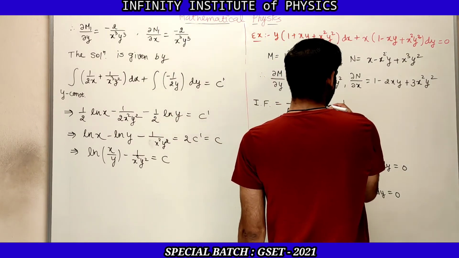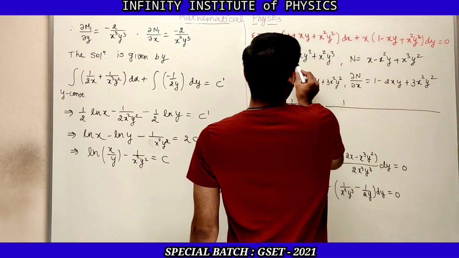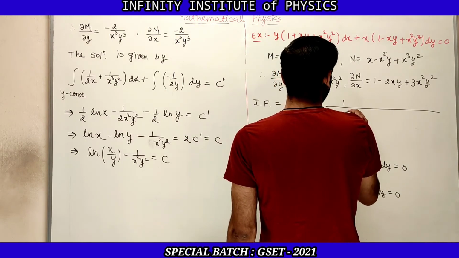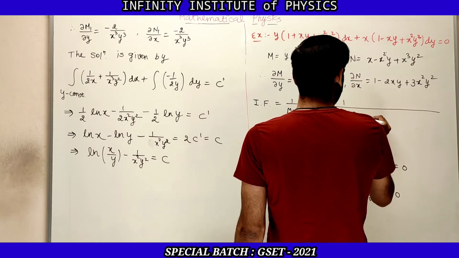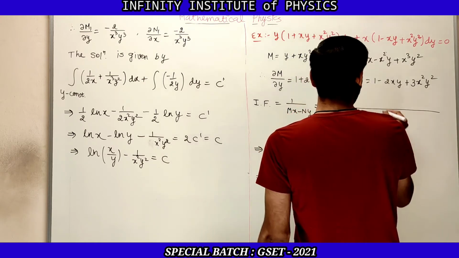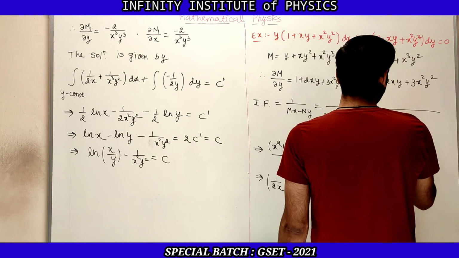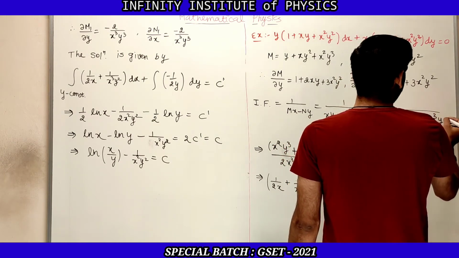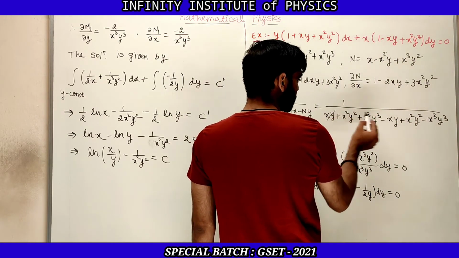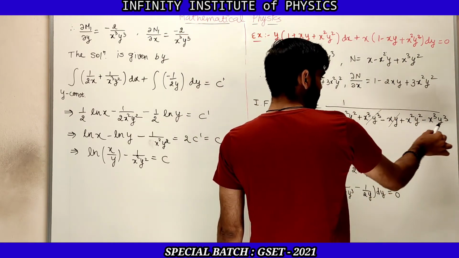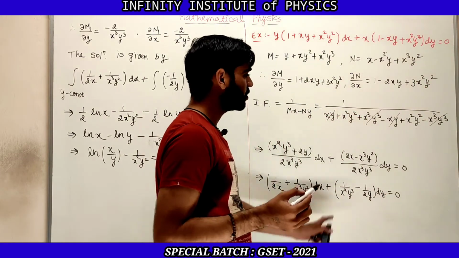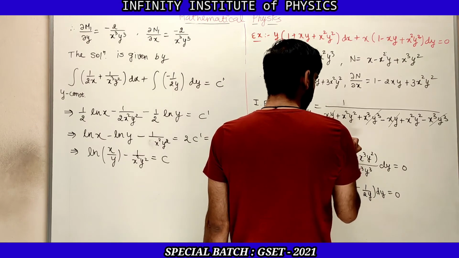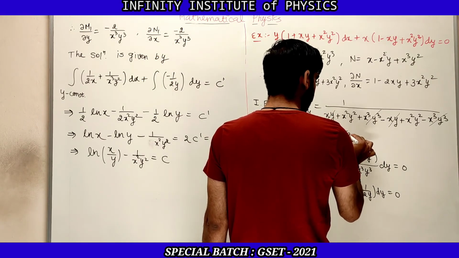So it is 1 upon, if we multiply m by x, then it will be xy plus x square y square plus x cube y cube, minus xy plus x square y square minus x cube y cube. So plus xy minus xy cancel out, plus x cube y cube minus x cube y cube cancel out. So the remaining term is x square y square plus x square y square, and it will be 1 by 2 x square y square.